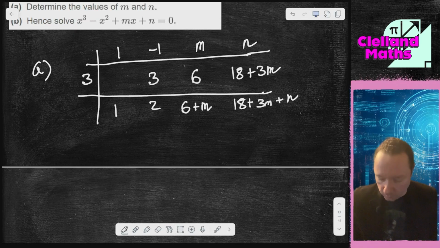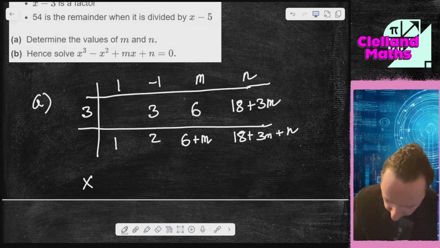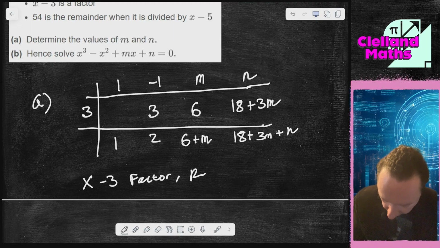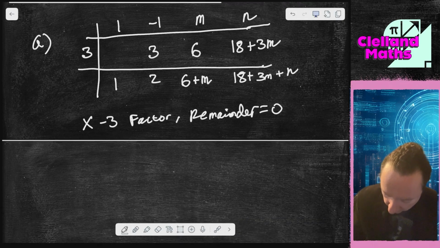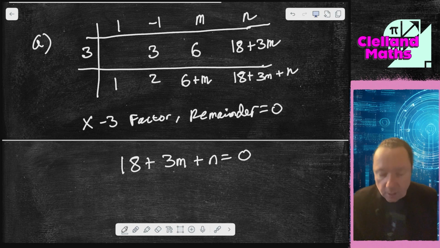But we know that bit's 0, because since x minus 3 is a factor, the remainder equals 0. So we can straight away say that 18 plus 3m plus n equals 0. We've got an equation. Can we get another one?